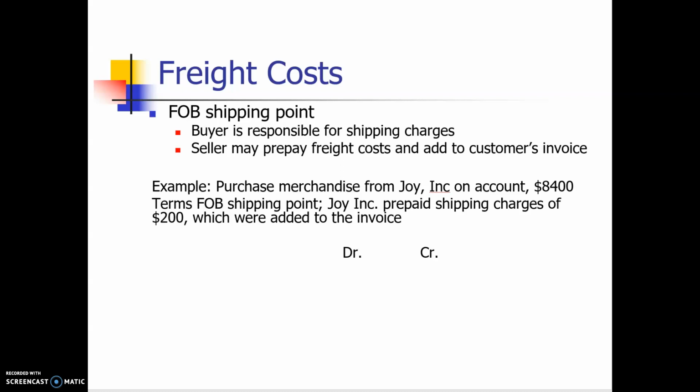So here's an example. We are purchasing merchandise from Joy Inc. on account. It's $8,400. The terms are FOB shipping point. So we're responsible for the shipping charges, but Joy Inc. paid the transportation company the shipping charges of $200 and added that to the invoice. So when we make the purchase, we debit merchandise inventory and we credit accounts payable for the full $8,600. That $200 becomes part of the cost of the merchandise inventory.